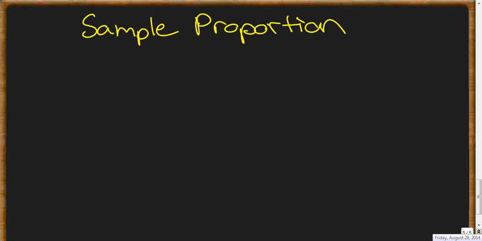And our last thing is sample proportions. These are just categories, successes versus failures, or made versus missed free throws, or whatever it is that you want to think about.